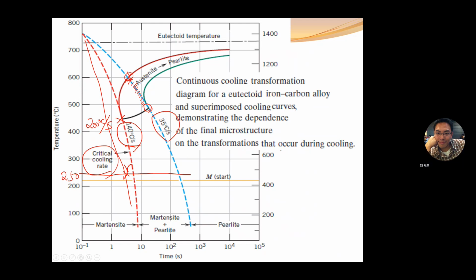Of course, if your delta T is below this yellow line, that's the starting point of the martensite. If the delta T goes below, like 100, of course the martensite will form.